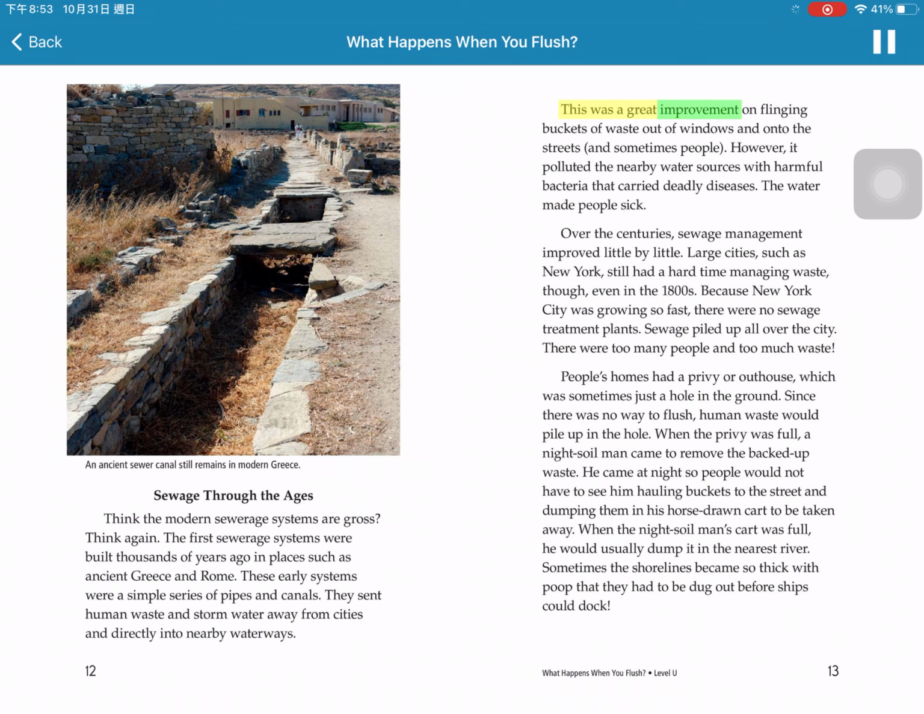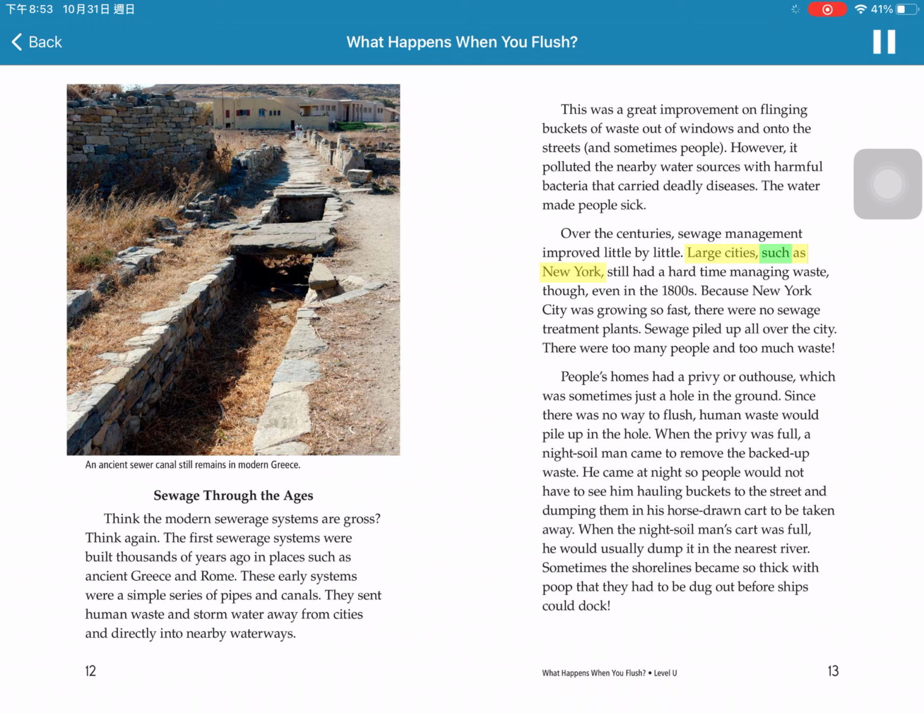This was a great improvement on flinging buckets of waste out of windows and onto the streets, and sometimes people. However, it polluted the nearby water sources with harmful bacteria that carried deadly diseases. The water made people sick. Over the centuries, sewage management improved little by little.